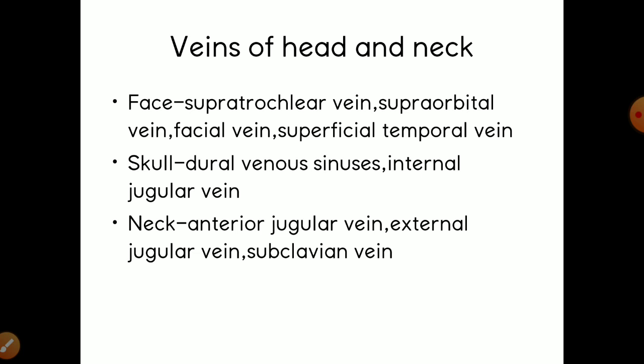The veins of the skull are dural venous sinuses, internal jugular vein. The examples for the dural venous sinuses are cavernous sinus, superior petrosal sinus, inferior petrosal sinus, transverse sinus, sigmoid sinus. The unpaired dural venous sinuses are superior sagittal sinus, inferior sagittal sinus, the straight sinus, occipital sinus, the anterior and posterior intercavernous sinus.